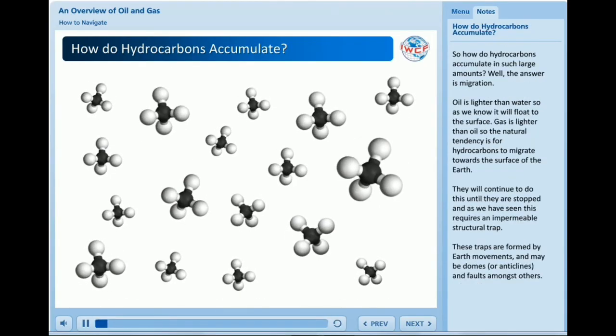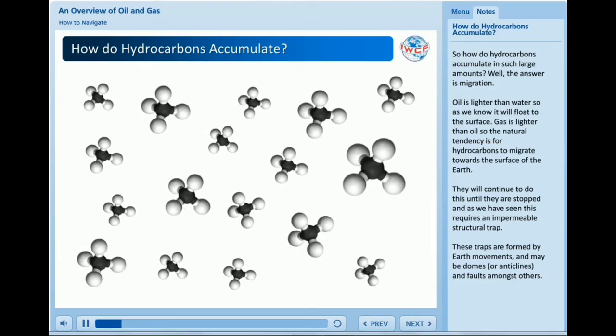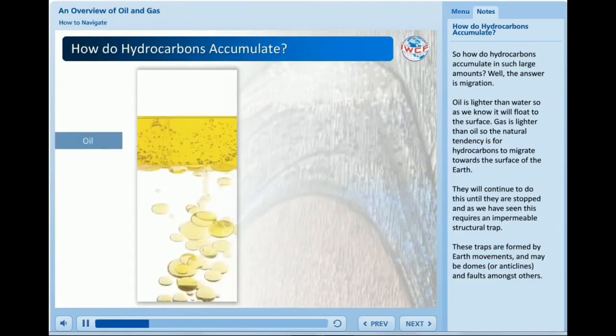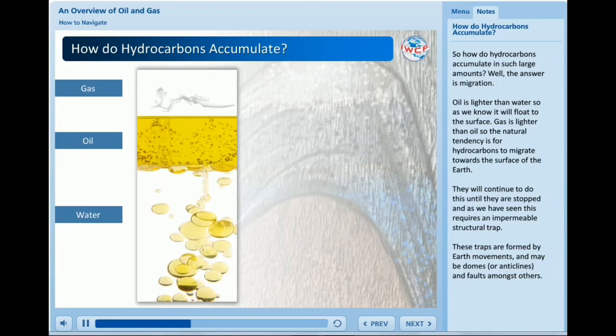So how do hydrocarbons accumulate in such large amounts? Well, the answer is migration. Oil is lighter than water, so as we know it will float to the surface. Gas is lighter than oil, so the natural tendency is for hydrocarbons to migrate towards the surface of the Earth.